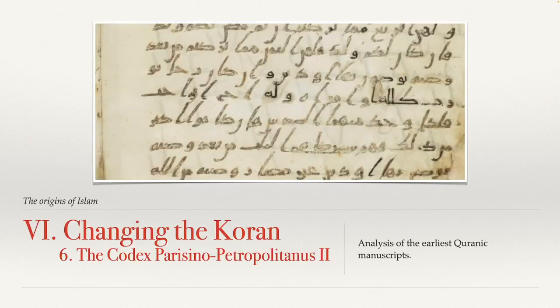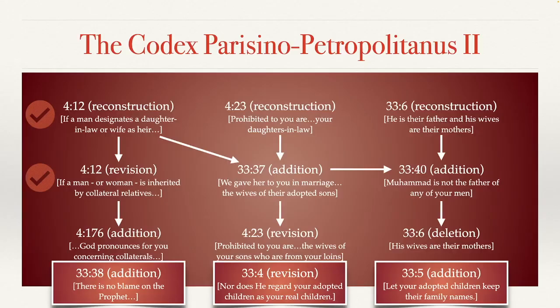Today we want to conclude our observations of the Codex Parisino Petropolitanus. So first let us quickly recap where we left off last time. We have created a theory which makes sense of many of the oddities that we have observed by looking at old commentaries and the biography of the Prophet. We've confirmed that Surah 4 verse 12 has been revised. Now let's look at some more changes that were made.